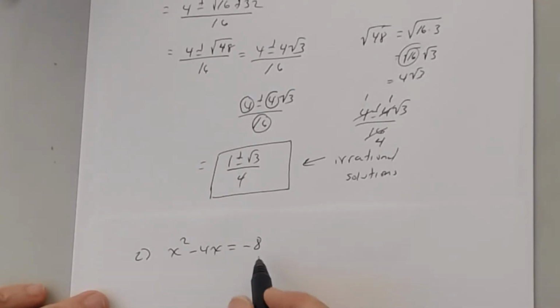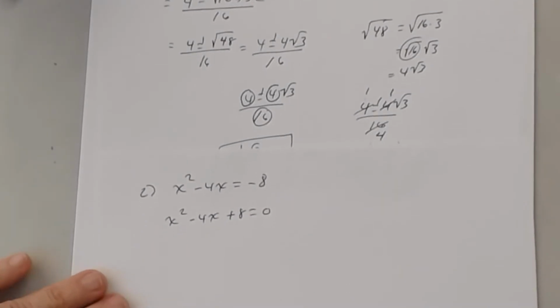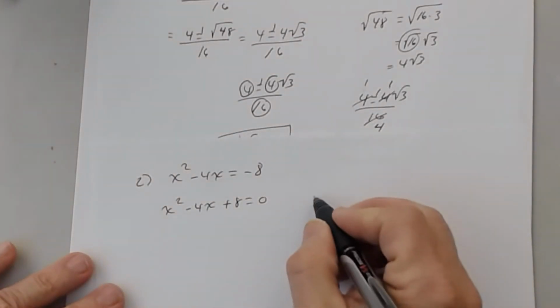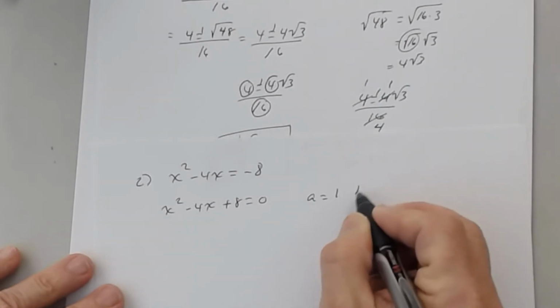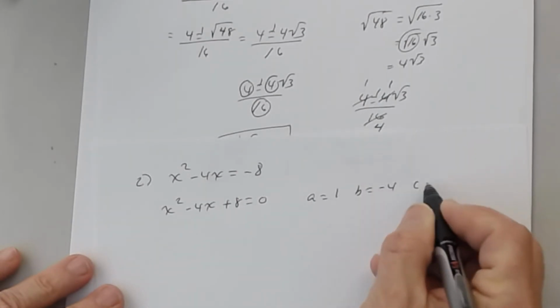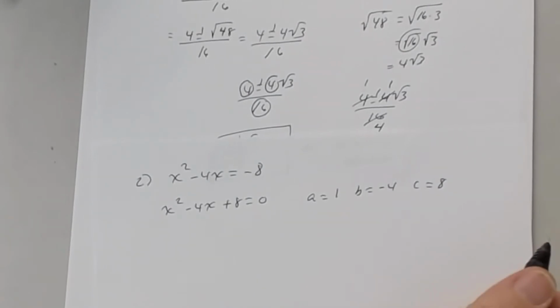So when I add 8 to both sides, I'm going to get x squared minus 4x, and then what do I write? Come on, guys. Plus 8 equal what? 0. All right, what's A? 1. B? -4. And C? Positive 8.